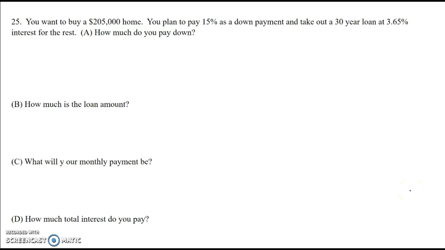Now, for this next one, this is the last one. It says you want to buy a home for $205,000. You plan to pay 15% down, take out a 30-year loan at 3.65% interest for the rest. How much do you pay down? Well, that's $205,000 times 15% or 0.15. That equals $30,750. So that's how much I'm paying down.